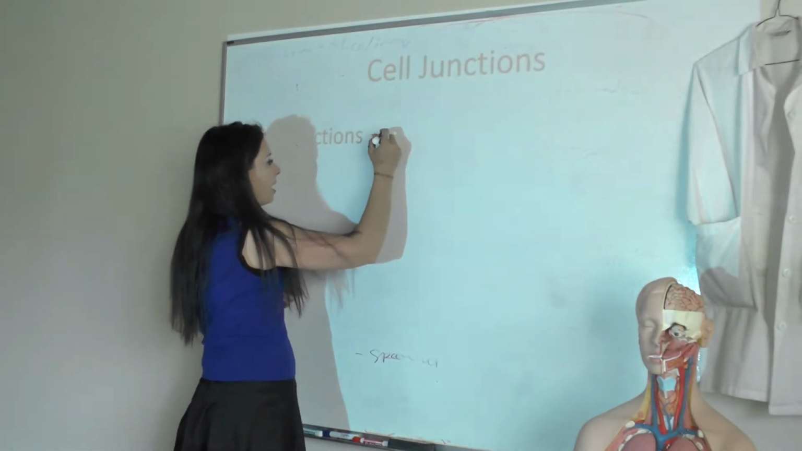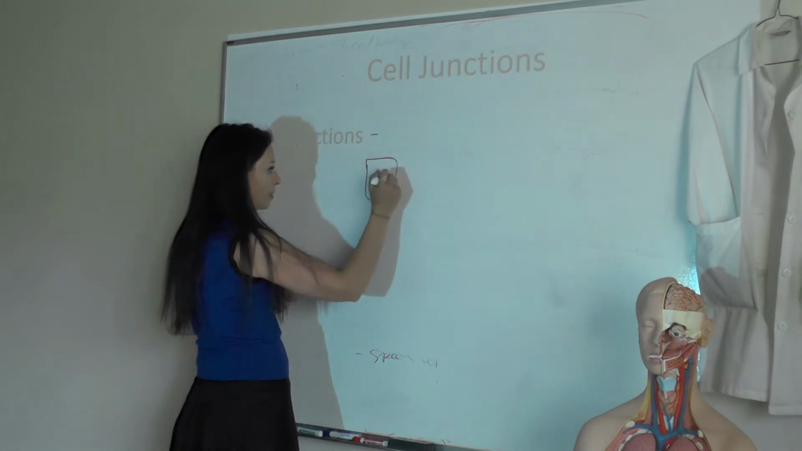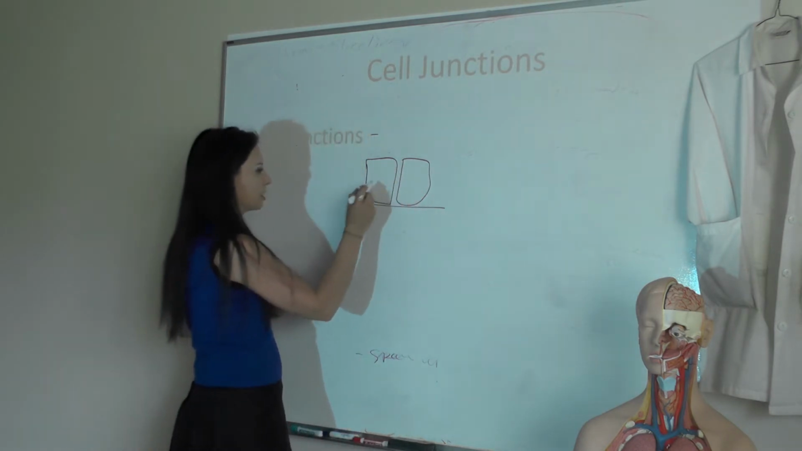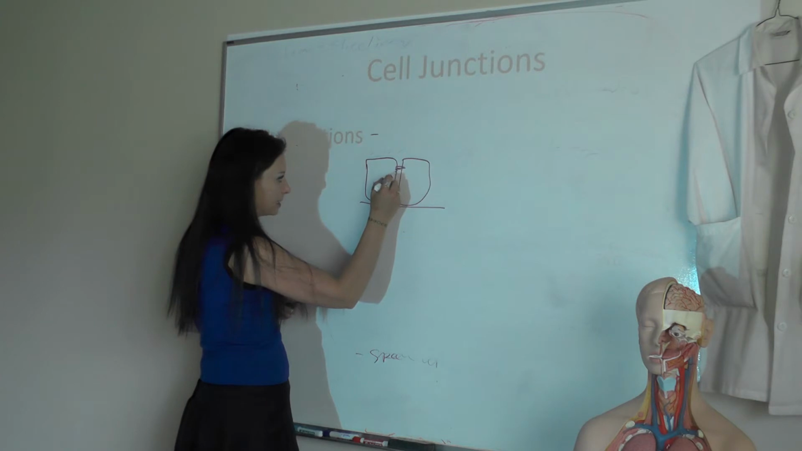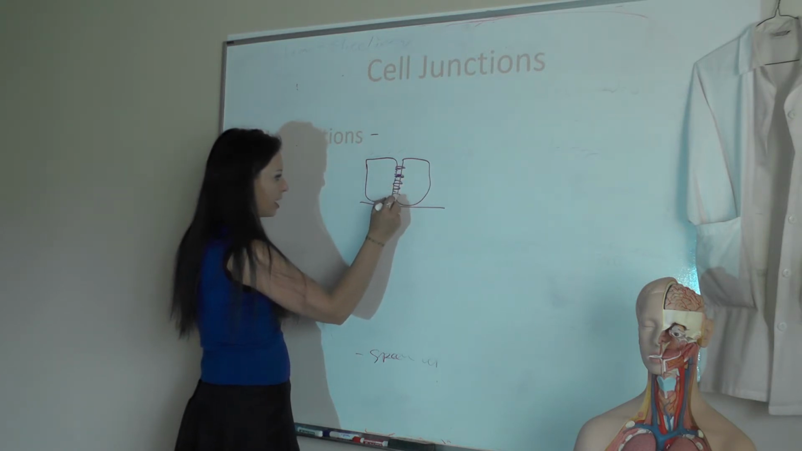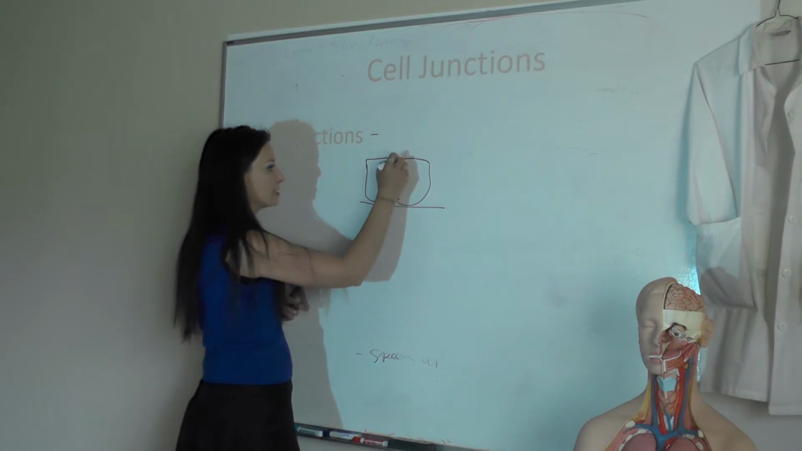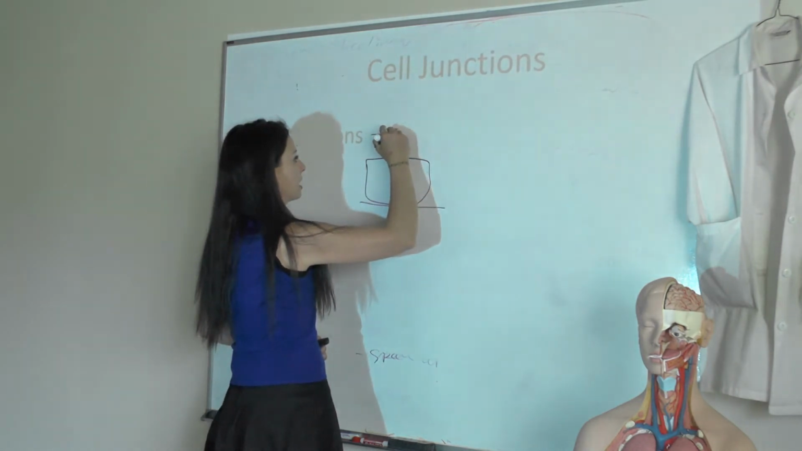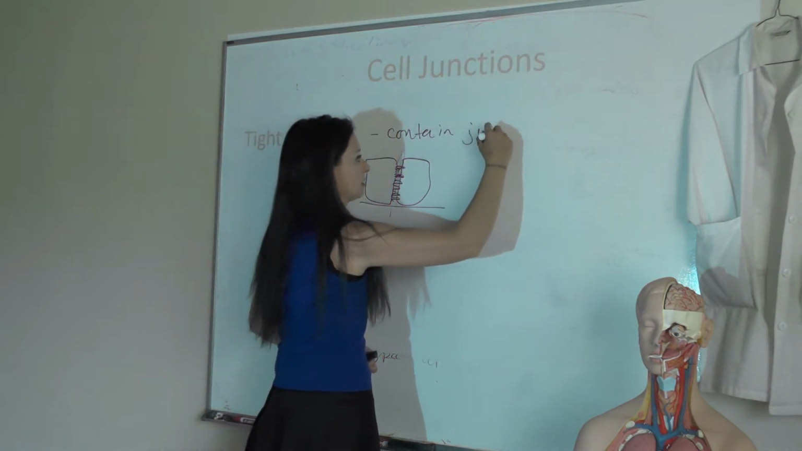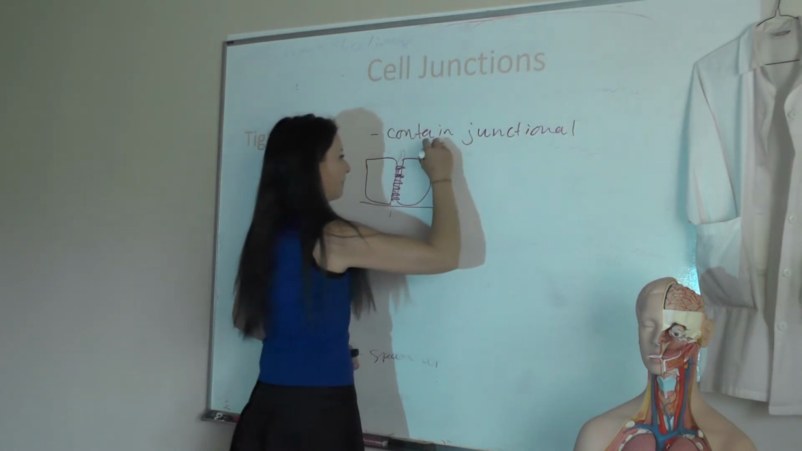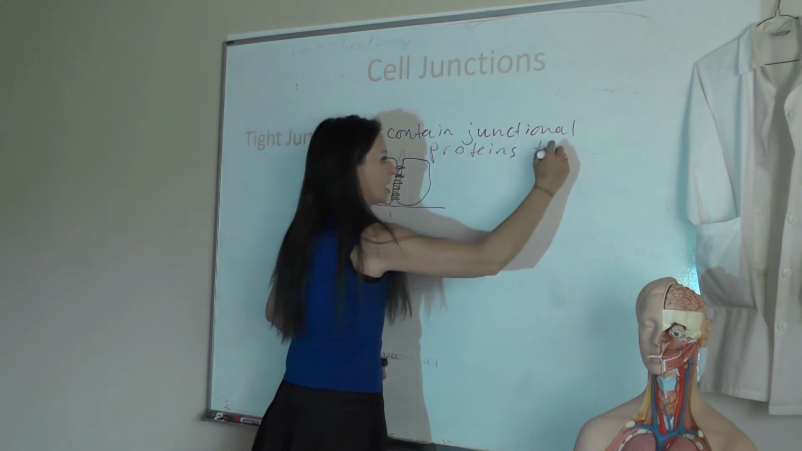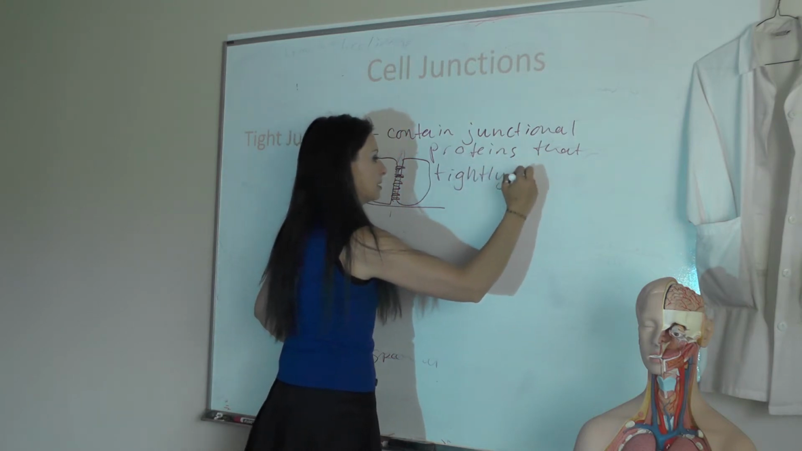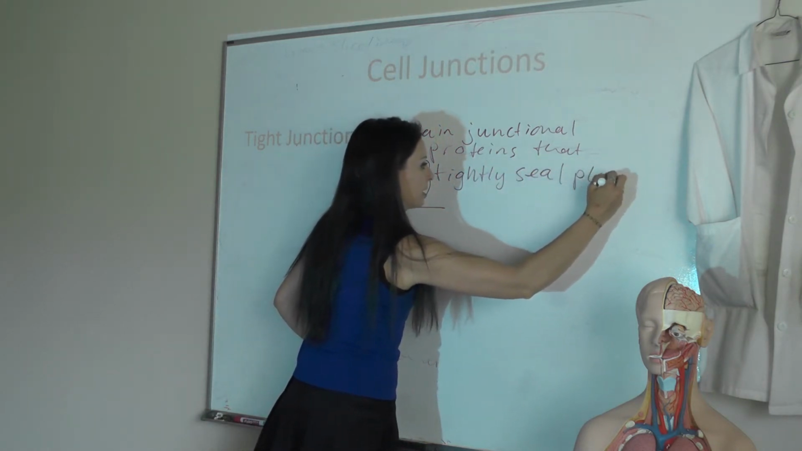Tight junctions have these junctional proteins that tightly seal plasma membranes together. So let's imagine this is two cells that are going to be connected by tight junctions. Their junctional proteins really tightly seal their plasma membranes together and wind through so that you can't just passively allow materials to pass between those cells. So tight junctions, we'll say, contain junctional proteins that tightly seal plasma membranes together.